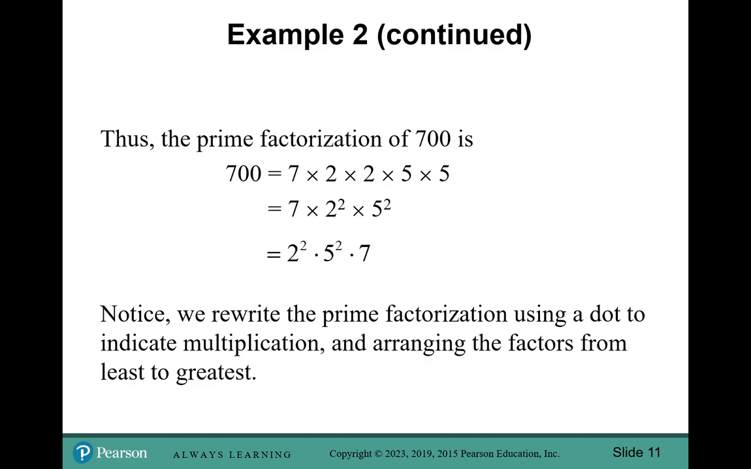If we want to, instead of writing each number multiple times, we can use our exponents here. So we have 7 times 2 squared times 5 squared. Using the squared because we had 2 2's and 2 5's. And typically in a standard form, we write the smallest number first and work to the largest number. So in a standard form, we would write 2 squared times 5 squared times 7. Notice we rewrite the prime factorization using a dot to indicate multiplication and arranging the factors from least to greatest.